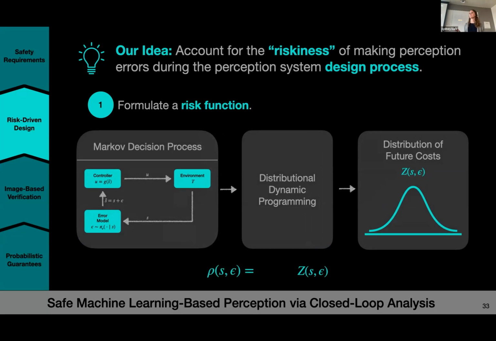Then to obtain a notion of risk, we could just take the expectation of this distribution. However, as I mentioned, we're just using a notional error model of the perception system before we've actually designed the perception system. And so for this reason, it's possible that there will be a mismatch between the true errors that the perception system makes and this error model. So to be a little bit more conservative, we replace this expectation with the conditional value at risk, and then this becomes our risk function.